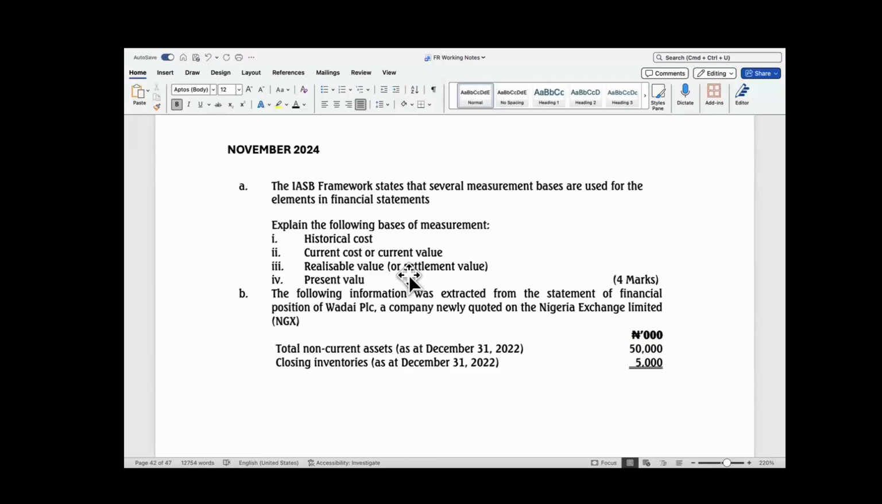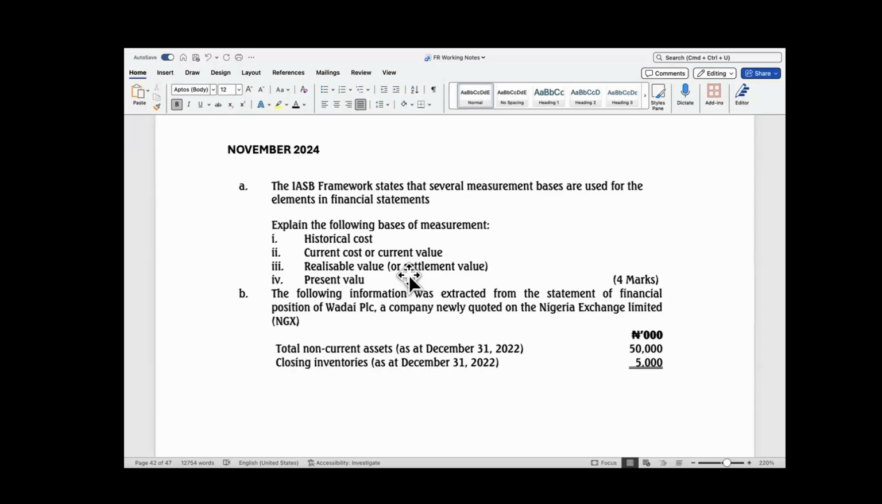Okay, another one. The IASB framework states that several measurement bases are used for the elements in financial statements. Explain the following bases of measurement: I, historical cost. II, current cost or current value. III, realizable value or settlement value. IV, present value, for 5 marks.